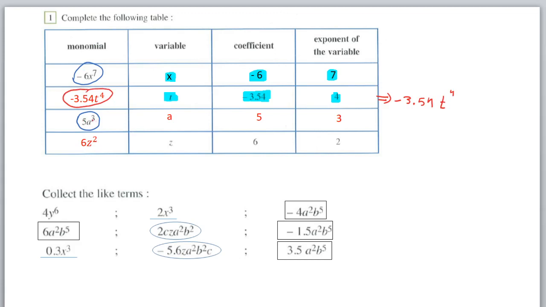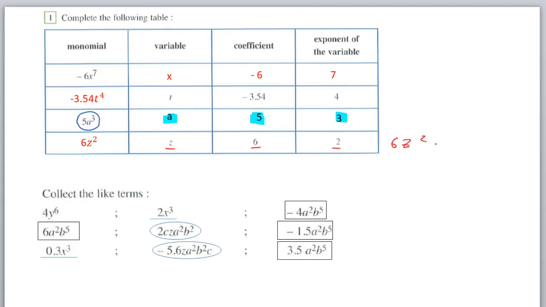5a power 3. 5a power 3. The exponent here is 3, and the variable is a, and the coefficient is 5. So the variable is a, the coefficient is 5, and the exponent is 3. Variable z, coefficient 6, and the exponent 2. So it's 6z squared. The coefficient is 6, so we write 6 variable z squared.